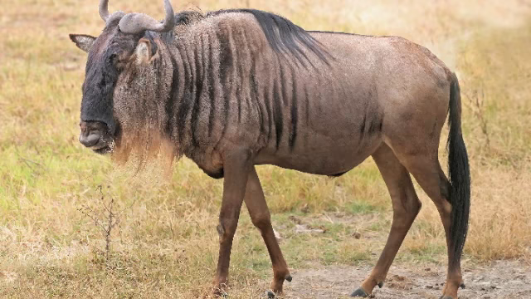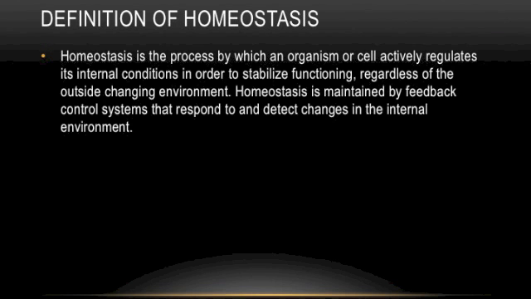Before we begin, you will first need to know about homeostasis. Homeostasis is the process by which an organism or cell actively regulates its internal conditions in order to stabilize functioning regardless of the outside changing environment. Homeostasis is maintained by feedback control systems that respond to and detect changes in the internal environment.